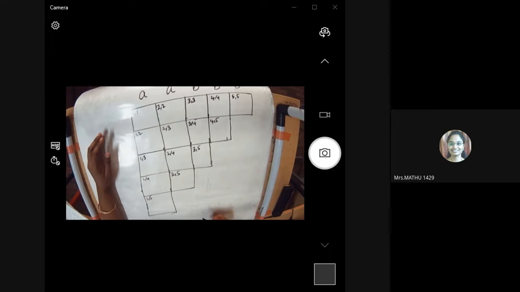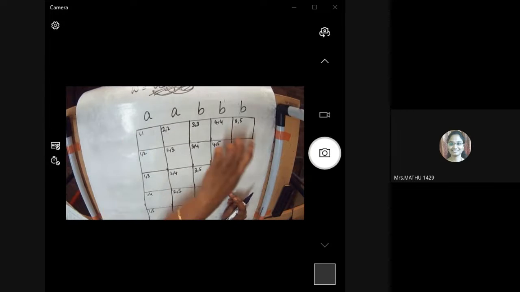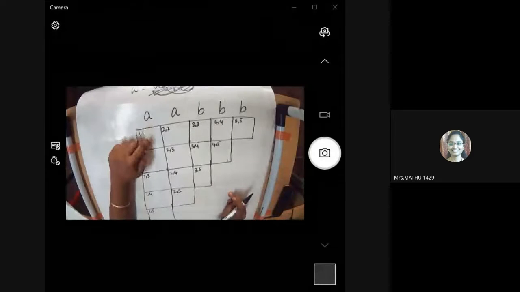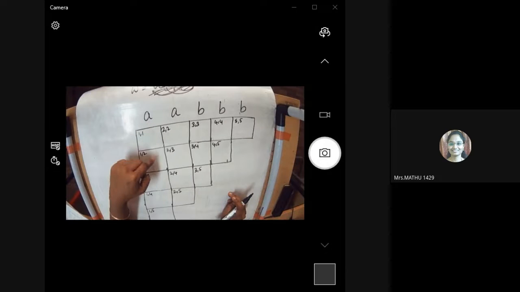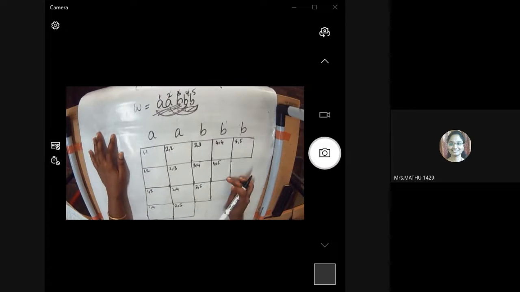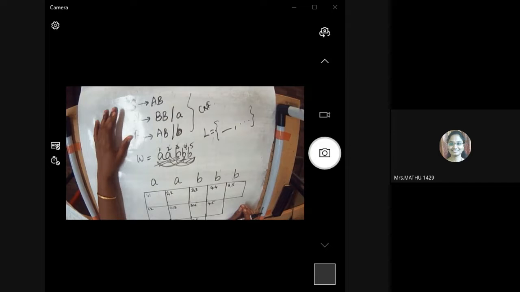Now we have made a table to have the different length substrings, and also we are going to identify the set of variables that generate these substrings. So variables that can generate this particular substring, and which variable could generate this substring. That we are going to find out. For the first 2 rows, it is very simple. You are just going to look into your grammar.